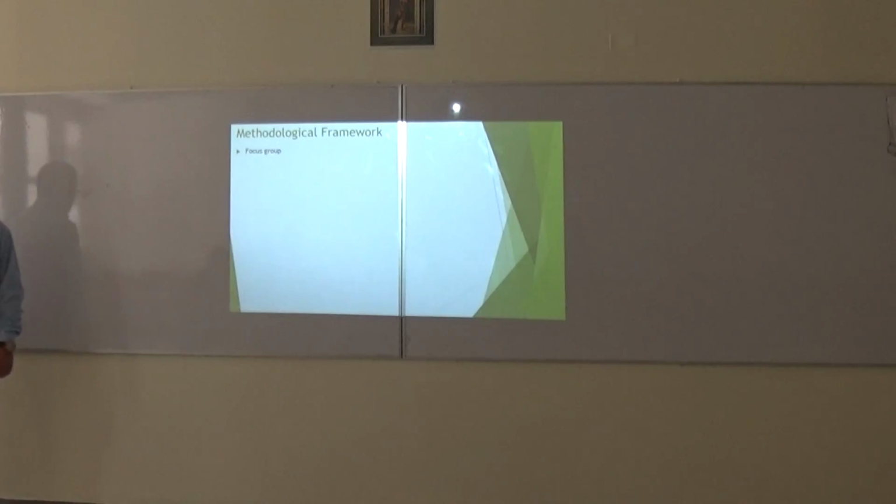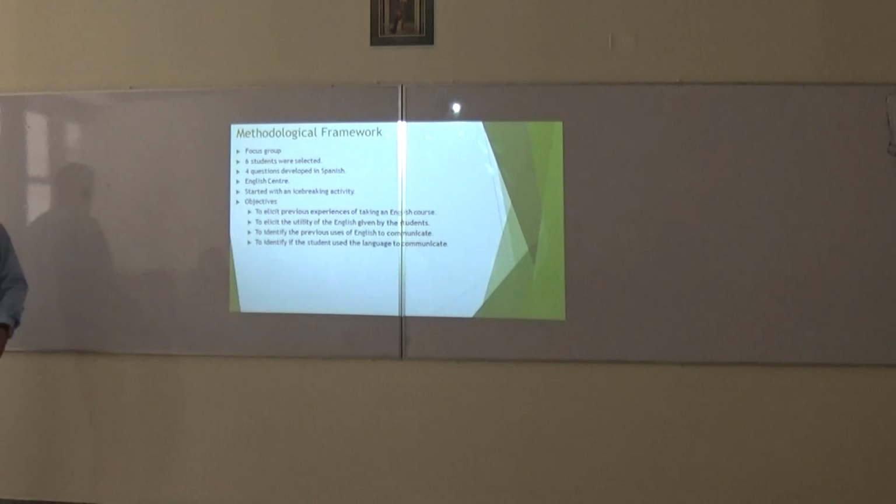And then we have the focus group. This third instrument was developed with 6 students that were selected previously by bearing in mind their activity inside of the classroom, proactive or more passive roles, and it is developed in 4 main questions in Spanish. It was also developed in an English center and facility provided by the university. Here we have the objectives for the focus group, which were to elicit previous experience of taking an English course, then to elicit the utility of English given by them, to identify the previous use of English in order to communicate, and finally to identify how a student uses the language to communicate.